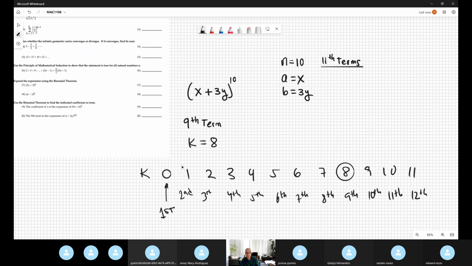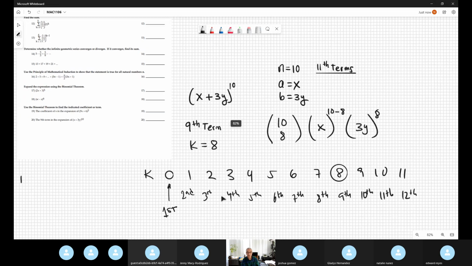I go to the formula: the combinatory number 10, 8. It's the coefficient, we use the calculator or do it by hand, either way. A is x in our problem, raised to the n, which is 10 minus k, and B is 3y, raised to the k, where k is 8. Okay? So now, let's use the calculator maybe.